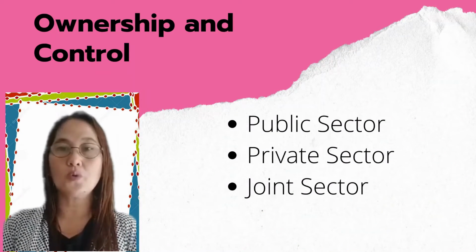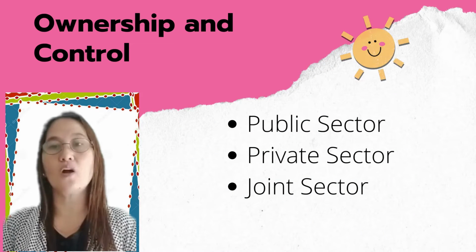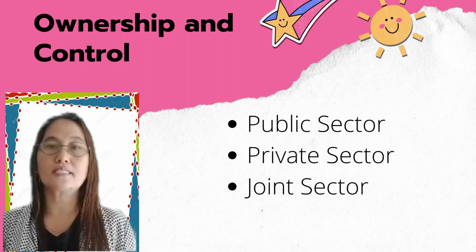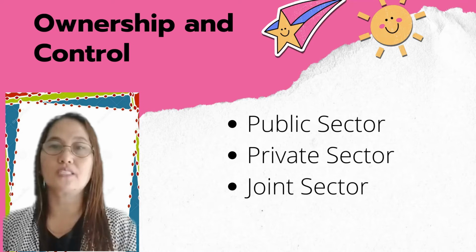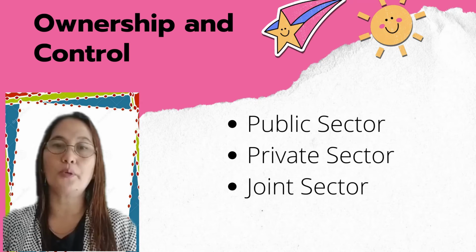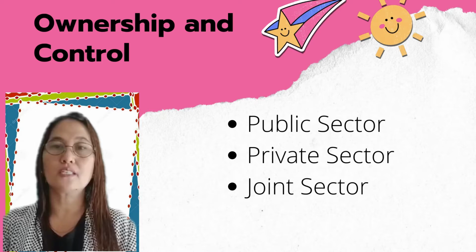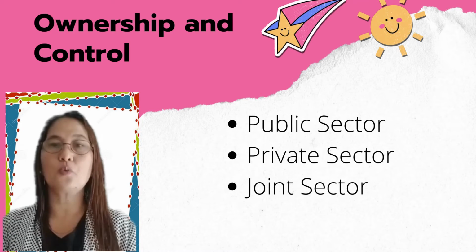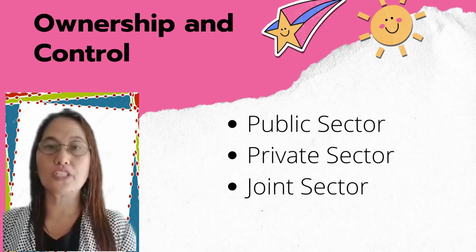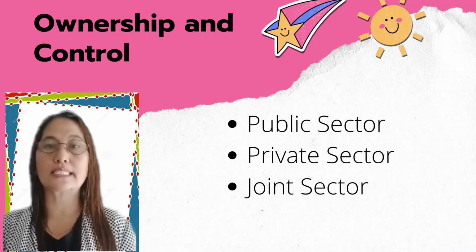Now let us talk about ownership and control. Projects can be divided into three categories according to their governance. First is the public sector projects. These projects are fully owned and controlled by the government. Another, the private sector projects, which are fully owned by individuals and companies, and the joint sector projects are those projects that are run and controlled by both government and private individuals.